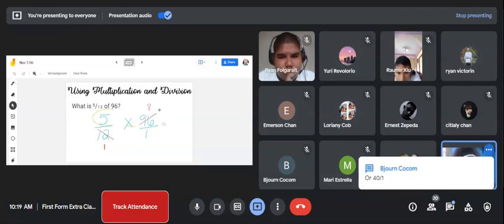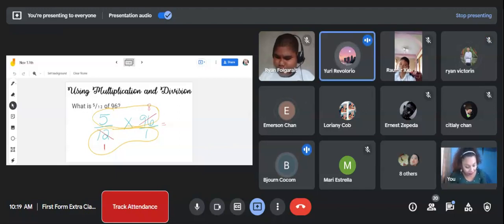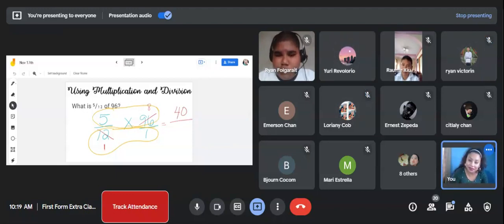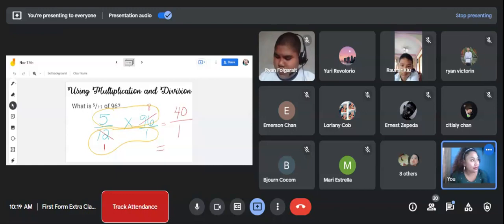I'm gonna multiply the top numbers. And I'm gonna multiply the bottom numbers. So now I'm gonna do 5 times 8. How much does that give you? 40. And then 1 times 1 is 1. And what is 40 over 1? 40. Okay. Ya me estaban preocupando.